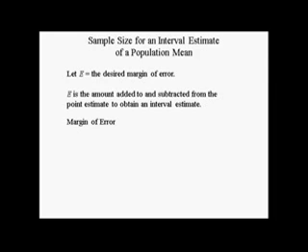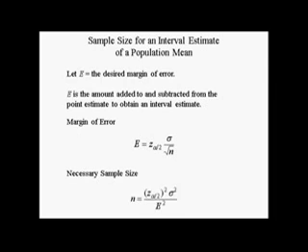The equation for the margin of error is equal to z times sigma divided by the square root of n. Solving this equation for sample size n yields a necessary sample size equal to your z-value squared times your population variance divided by the desired margin of error squared.